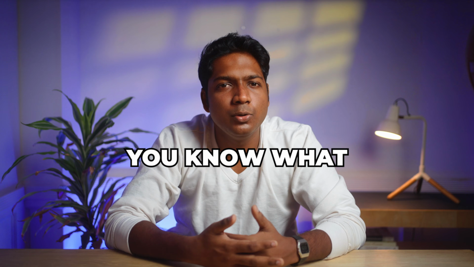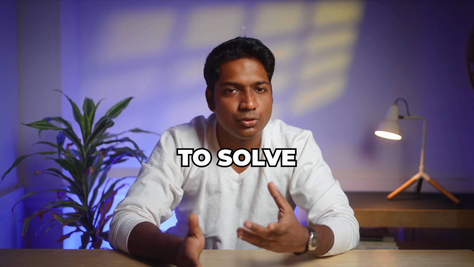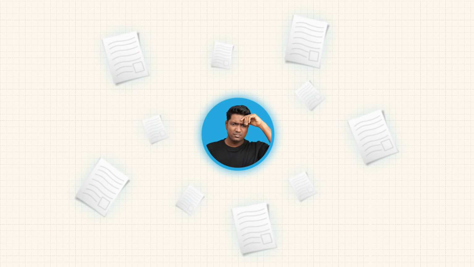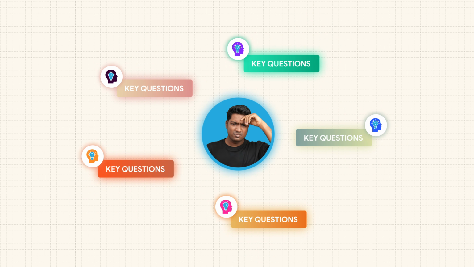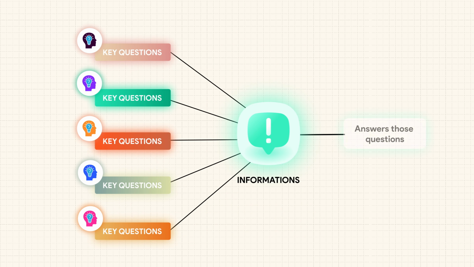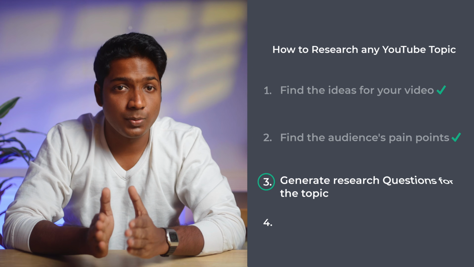Alright, now that we know what our audience is struggling with, next, we need to find the right information to solve their problem. Now, instead of collecting random details, we'll start by finding out the key questions our audience might have about the topic. Then, we'll collect the information that answers those questions. So let's move on to the third step, which is to generate the research questions for the topic.